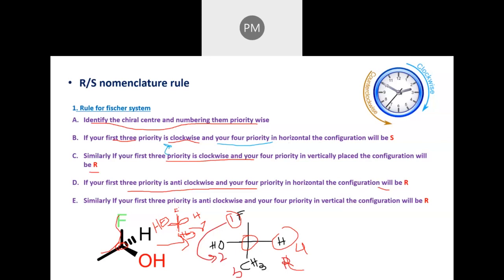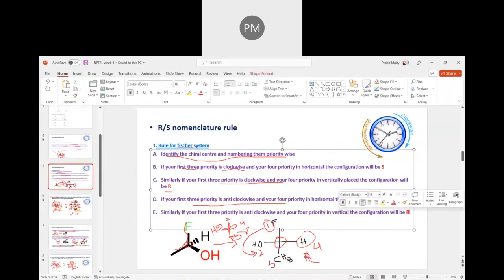If the rotation is clockwise and the fourth priority is on the horizontal plane, then that will be S configuration. And similarly, if the rotation is clockwise and the fourth priority is in the vertical, then that will be R. And a similar case: if the rotation is anti-clockwise and the fourth priority is in the horizontal, then that will be R configuration. And if the rotation is anti-clockwise and the fourth priority is in the vertical, then the configuration will be S configuration. So this one will be S. So this should be S.